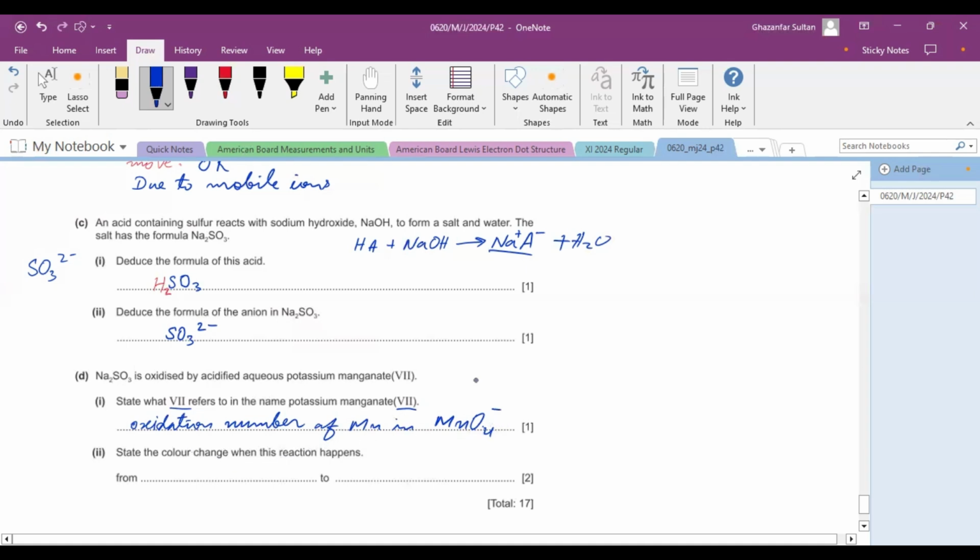State the color change. Actually, this ion is purple in color. So this purple color disappears, and as a result, the new ion is formed, that is Mn2 plus, which is almost colorless in water. So the color changes from purple to colorless.